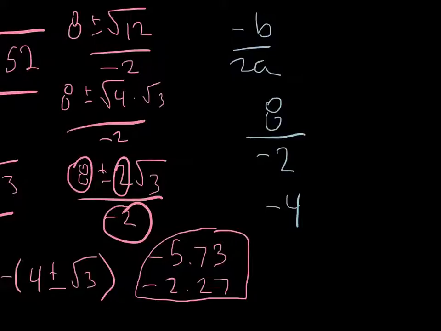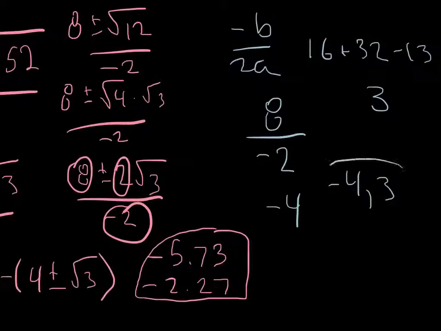And then we can plug this negative 4 back in. So we have negative 4 squared, which is just 16. And then minus 8 times negative 4, which is plus 32, minus 13. And that gives us 3. So that's our vertex. So we want to go ahead and graph this.